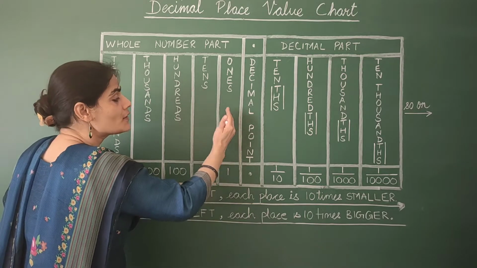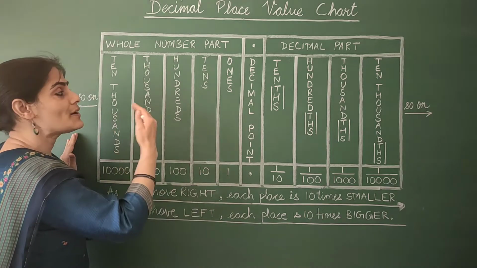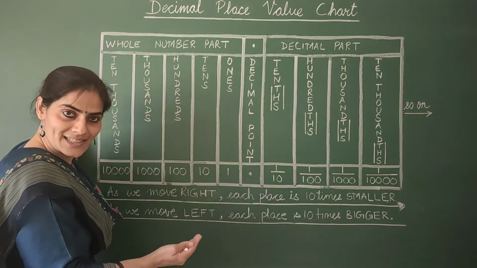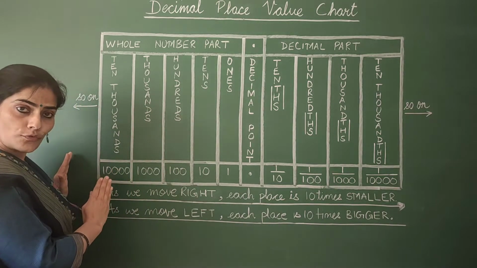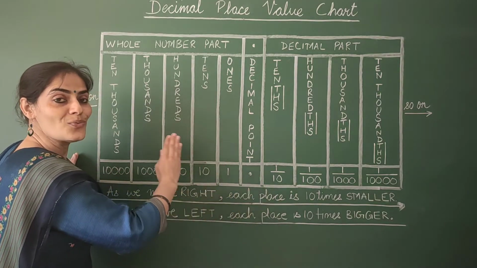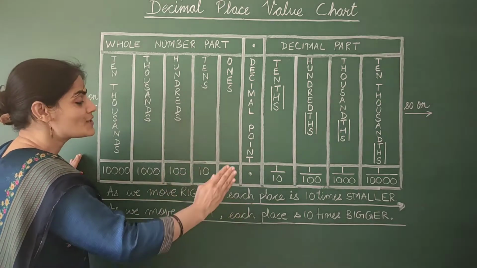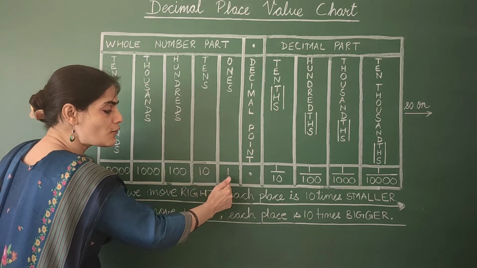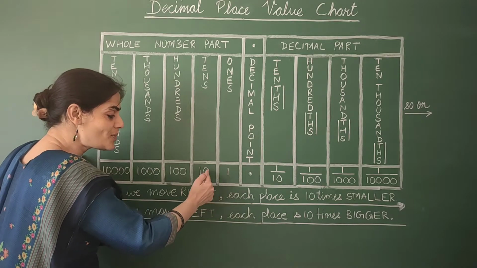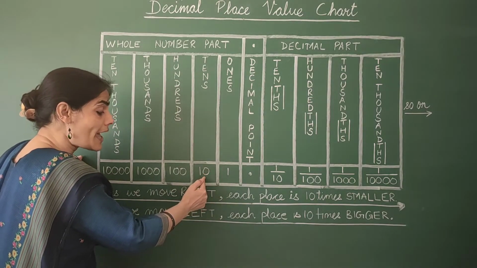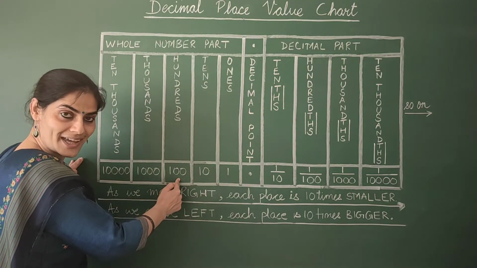So what do we observe here? That when we move from one place to another towards the left, the value increases 10 times. Have you all understood? Similarly, if you move towards the right, the value is going to decrease by 10 times. So, what do we observe? If I move from ones place to tens place, then what do I find? That the value has increased 10 times.